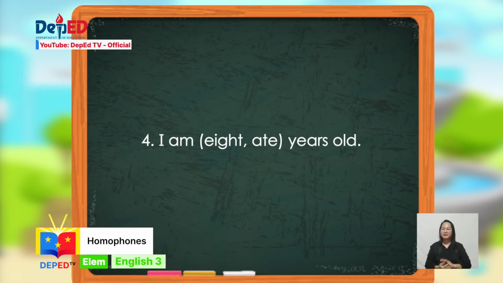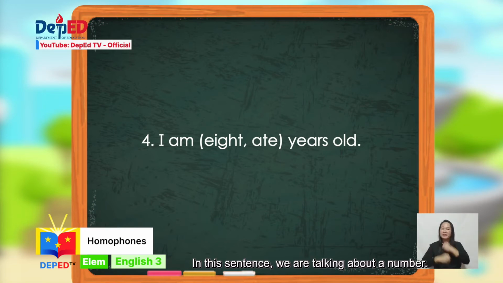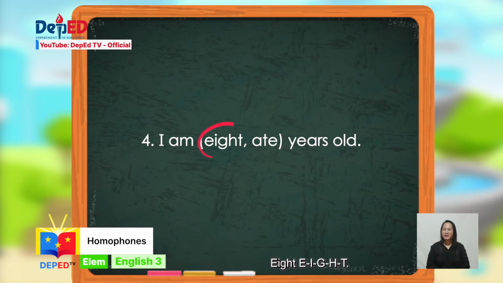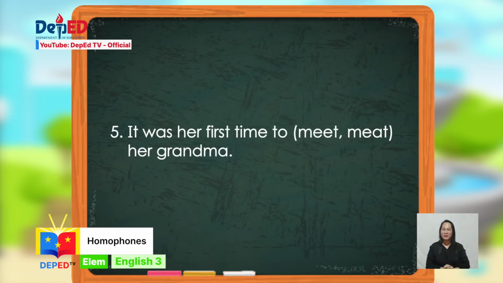Number 4. I am 8 years old. In this sentence, we are talking about a number. Which of the choices refer to a number? You're correct. 8. E-I-G-H-T. 8.